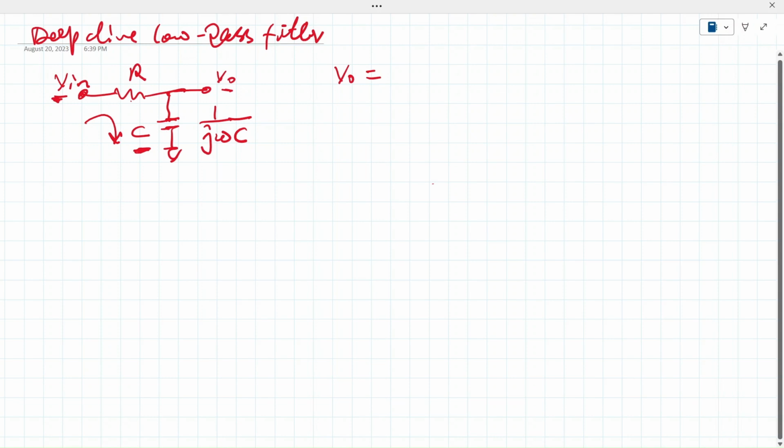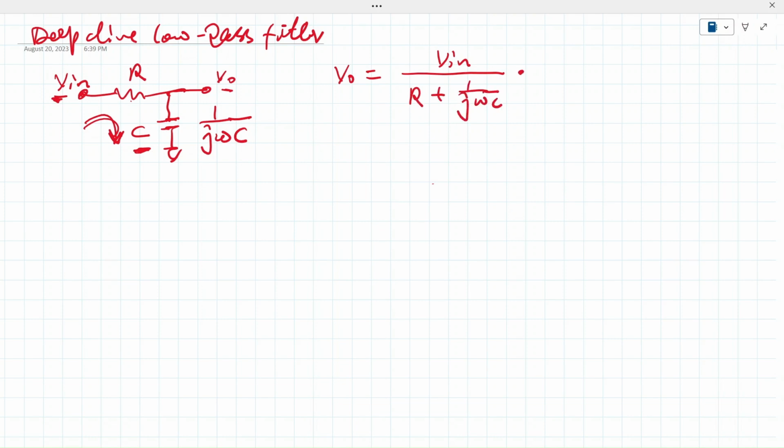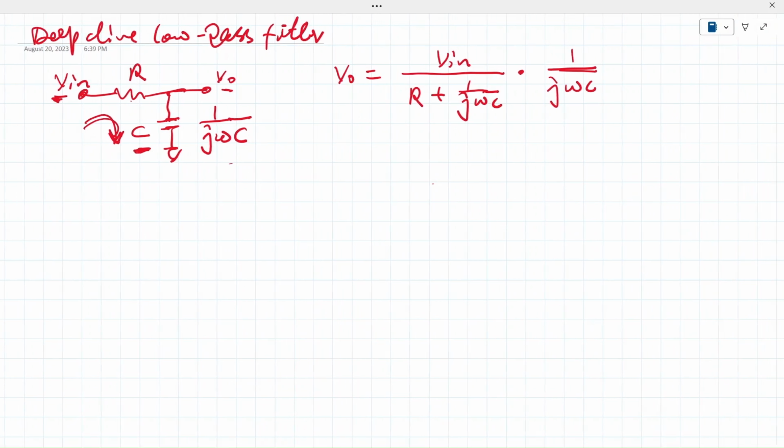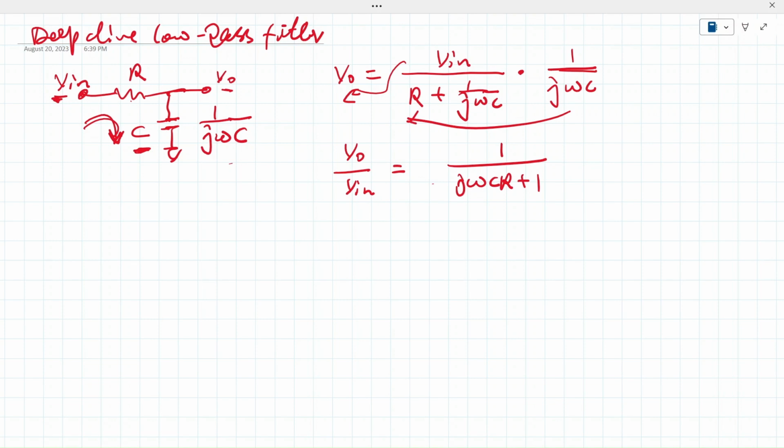So the current going through this circuit is V in divided by R plus 1 over j omega C, and the V out is the current times the impedance of the capacitor, 1 over j omega C. Let's move the V in to this side and clean up these equations. We get V out over V in equals 1 over j omega CR plus 1. We just multiply by j omega C here and here.